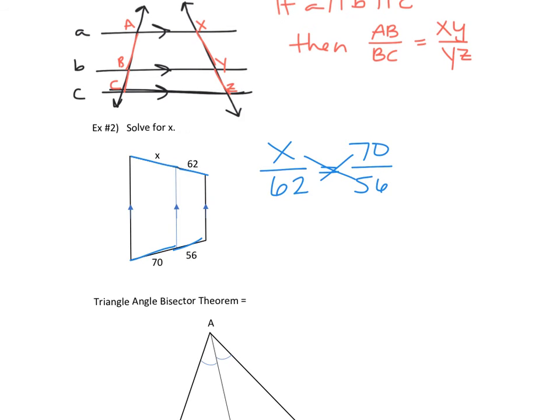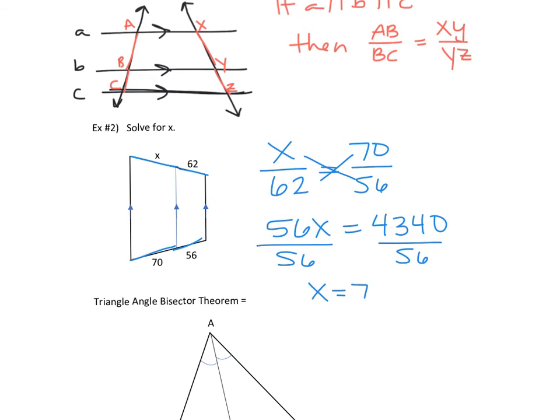Okay, so 70 times 62 is a large number. So we get 56x equals 4,340. And then you're just going to divide by 56, and you get x is 77.5. Okay? Questions on that?